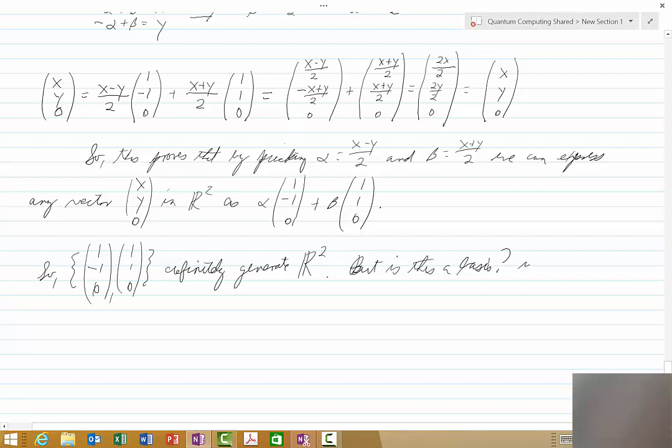I'll say yes, because it both generates R2 and is minimal.